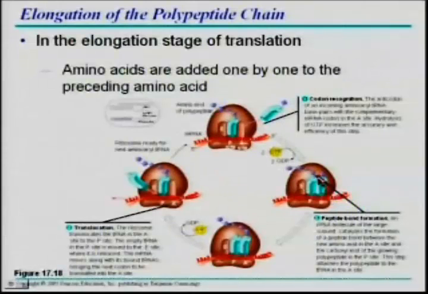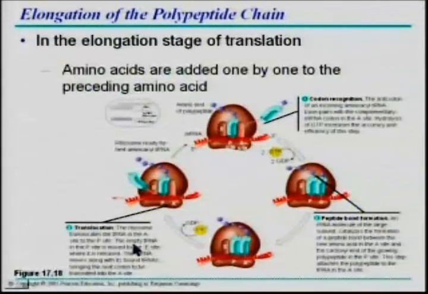It's actually an RNA molecule of the large subunit that catalyzes the formation of a peptide bond between the new amino acid in the A site and the carboxyl end of the growing polypeptide in the P site. So remember, this was amino end and this is carboxyl end. This step attaches the polypeptide to the tRNA in the A site. So then we've got to get it shifted over to the P site. In order to do that, we've got to move the one that was just in the P site over to the E site. So the translocation then will occur.